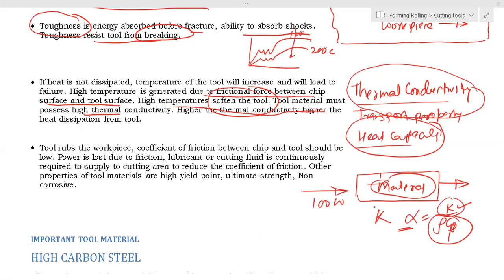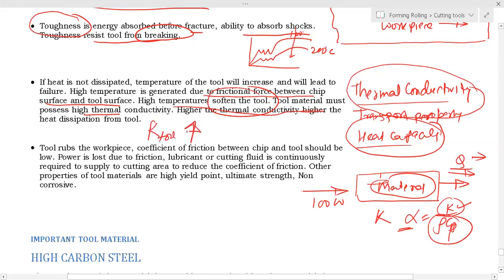Thermal conductivity is good. It means temperature will not increase because heat will be dissipated. It will pass. So the thermal conductivity K value of the tool material must be high. Then, to rub the workpiece, the coefficient of friction, that is mu, must be low because it rubs, as I discussed.